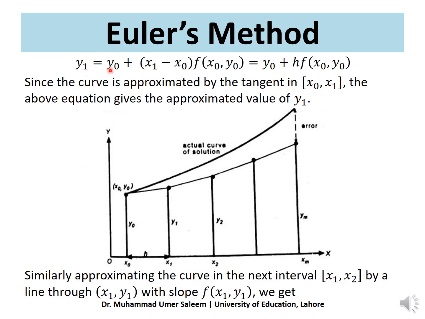So we get y1 is equal to y naught plus x1 minus x naught times f of x naught, y naught. This x1 minus x naught difference is the interval length, so this is h. So this becomes y1 is equal to y naught plus h f of x naught y naught. So this is how we can get the value of y1. Since the curve is approximated by the tangent in that interval, the above equation gives the approximation to y1.